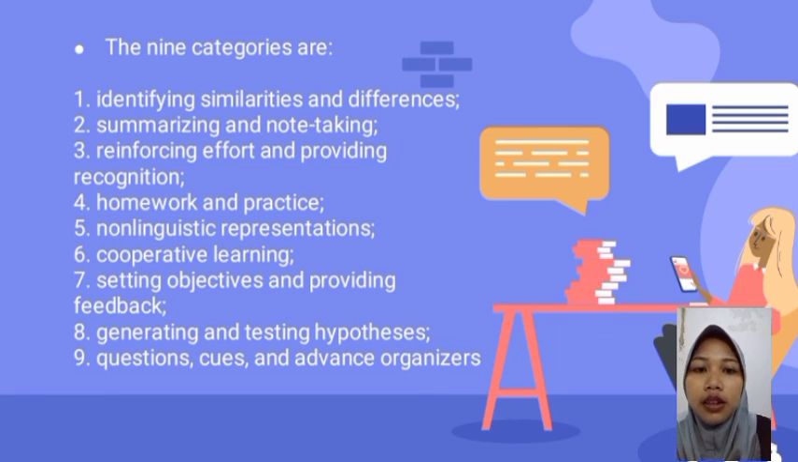Number 7, setting goals and providing feedback. Setting goals can cause instruction to be too efficient in a limited way. Research shows that goals carefully defined by the instructional designer can actually lead to a delay in students' general learning.